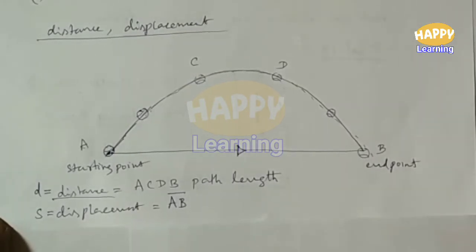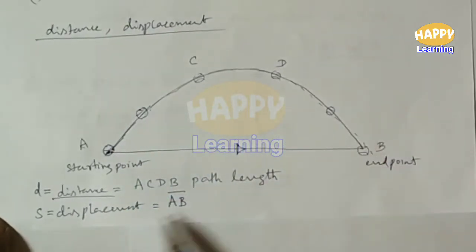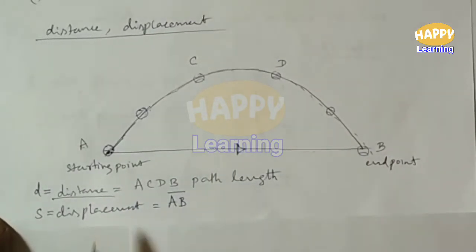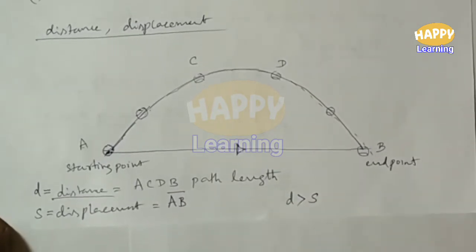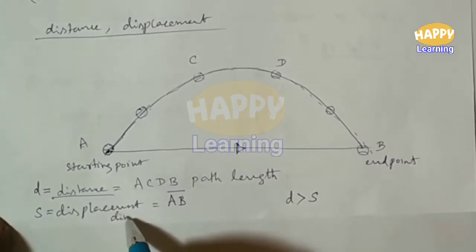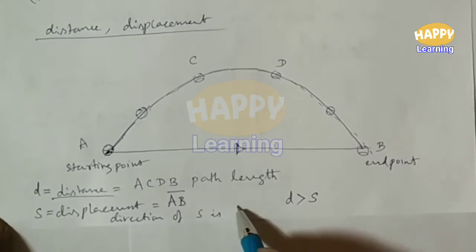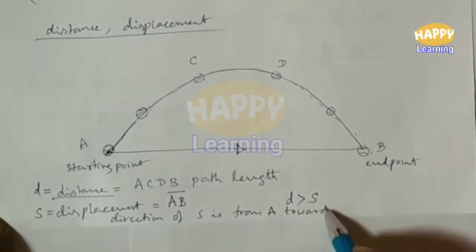Both the distance and displacement are lengths only. Distance is along the actual path followed. Displacement is the shortest from the starting point to the end point. Here D is greater than S. Distance is greater than displacement. The direction of displacement S is from A towards B.